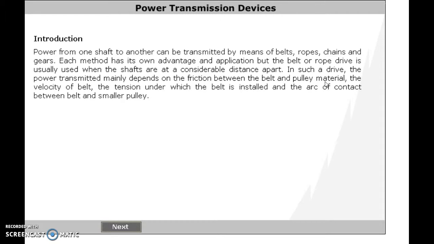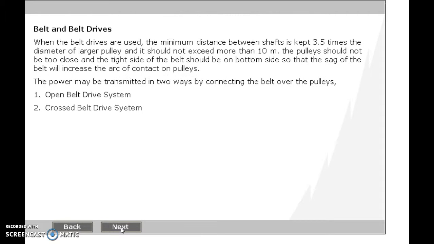Power transmission is a very important consideration, and the power transmission device or drive is selected depending upon the distance between the two shafts, and according to that we select the specific drive for a specific purpose. Mainly, these are the different types of drives which are very useful depending upon the conditions of distance: belt, rope, chain and gears. Let us discuss the belt and belt drives.